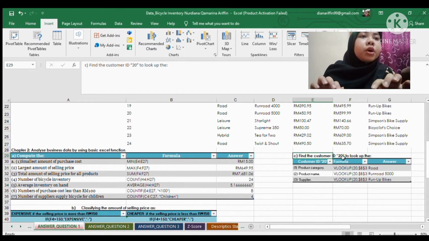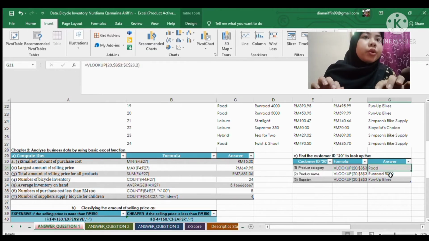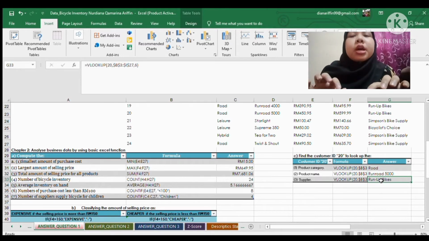So C, find the customer ID 20 to look up the first product category. I use VLOOKUP and then the data range for product category. Next is product name. I also use VLOOKUP and data range for product name. And the last one is supplier and I used VLOOKUP too.